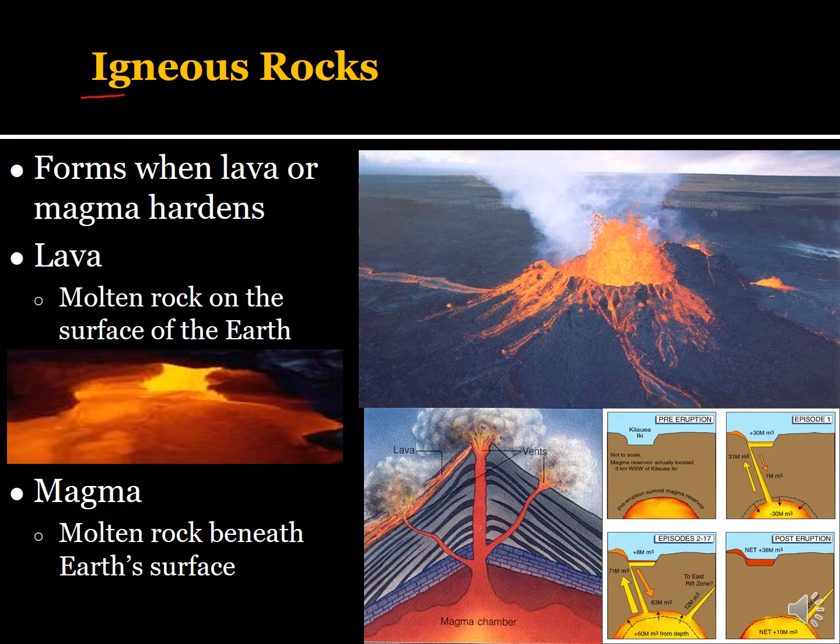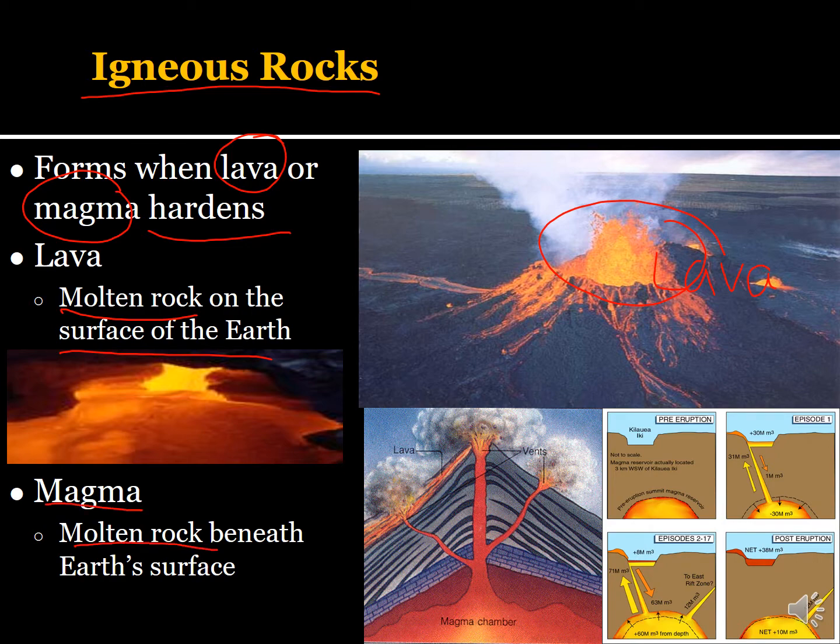The first rock is igneous rocks. It forms when lava or magma hardens, okay? If you don't know what lava is, well, lava is the molten rock on the surface of the earth, okay? So when it comes out, that is called lava. Magma is the molten rock beneath the earth's surface, so that's the magma under the earth surface.